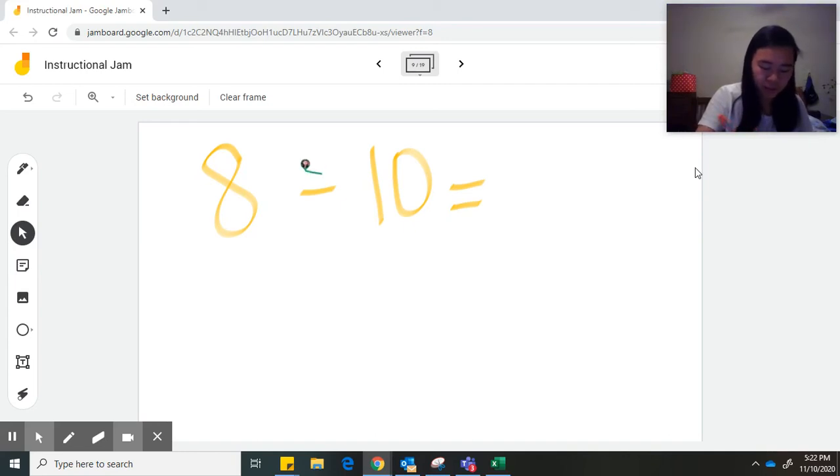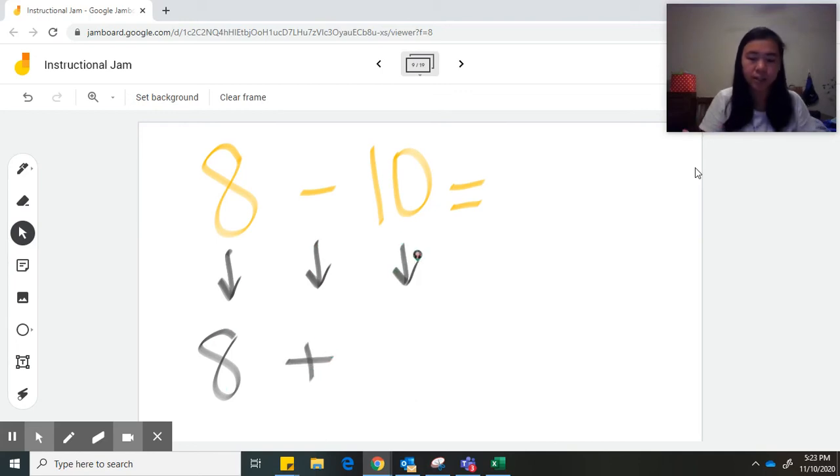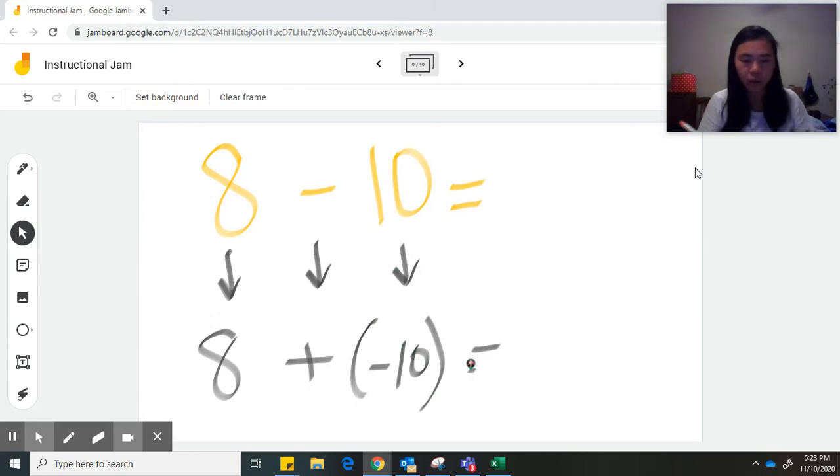Okay, so I see that this is a subtraction problem. 8 minus 10. Some of you might already know if you had $8 and you spent $10, you lost $2 there. It's a negative 2, but let's do this keep, change, flip. We're going to keep this 8. We're going to change the subtraction to addition, and we are going to flip this positive 10 to be a negative 10. And now we just have an addition problem.